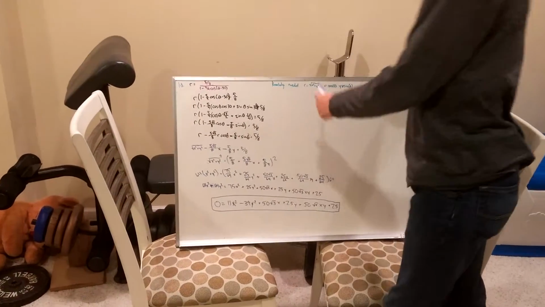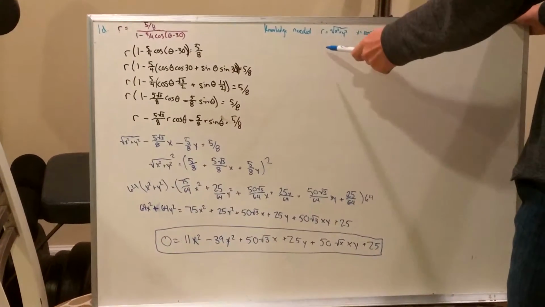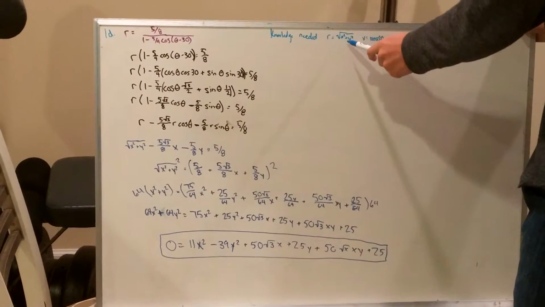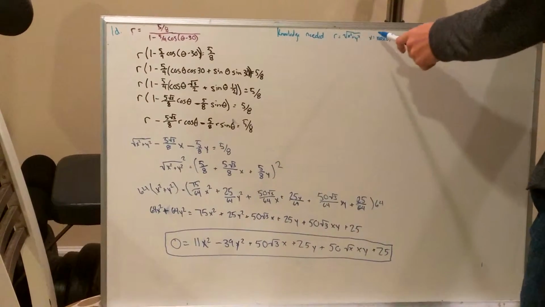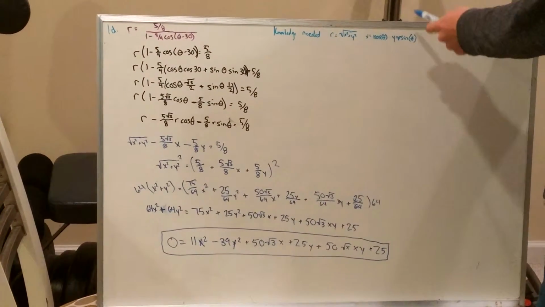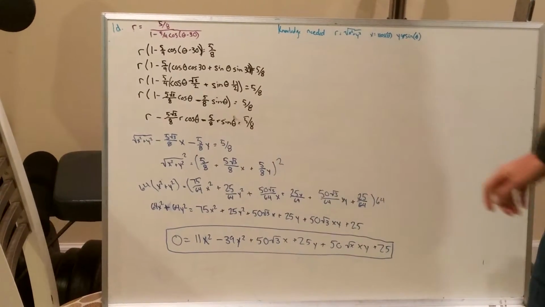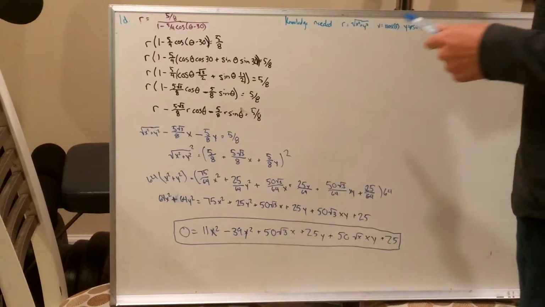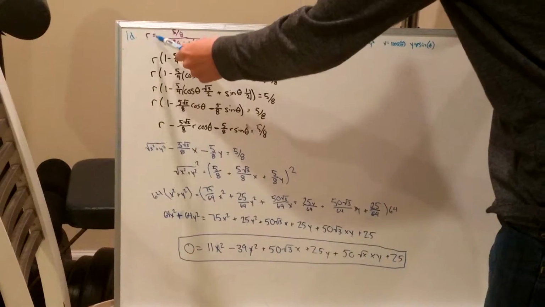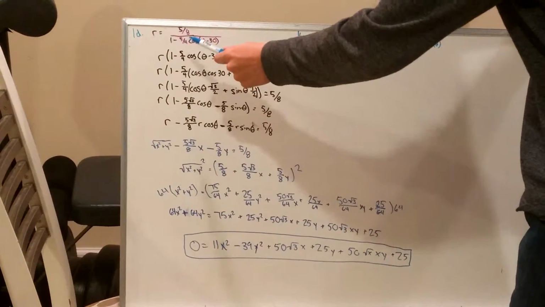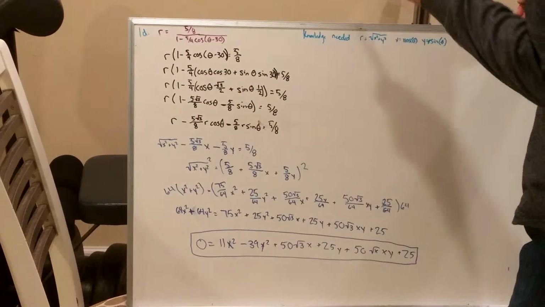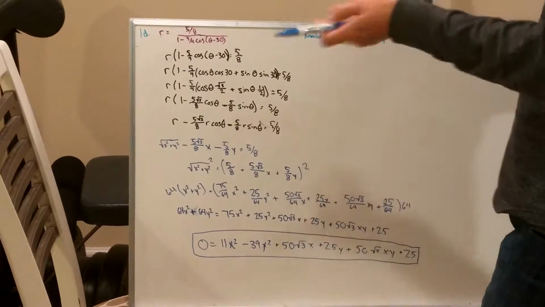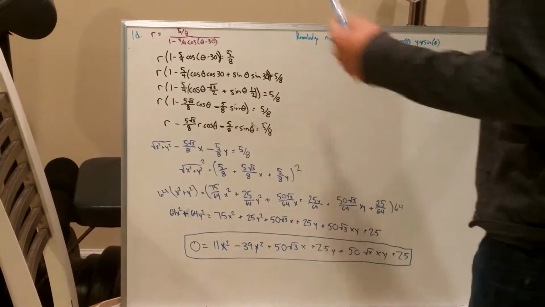Starting off with 1D, really quick side note here, knowledge needed. r equals the square root of x squared plus y squared, x equals r cosine theta, and y equals r sine theta. We learned that from the packet here today by manipulating some formulas. So our original equation, r equals 5/8 over 1 minus 5/4 cosine of theta minus 30, is the one we're going to rotate. We're going to try to get that in terms of x and y.